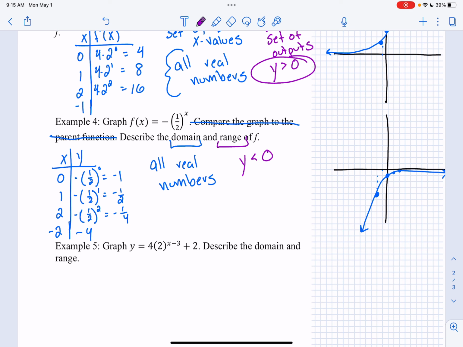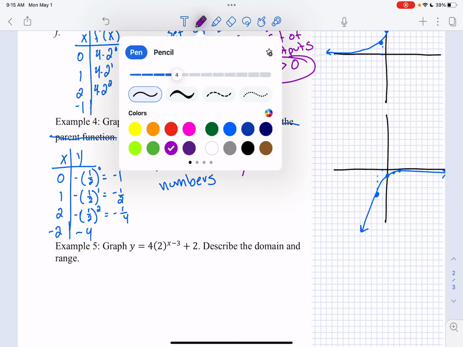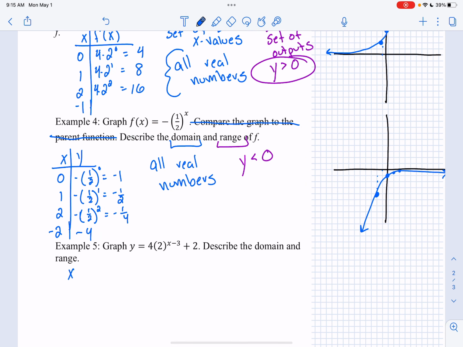All right, one last example for this section. So now we want to graph this one, slightly more involved, but it's still the exact same process. We're going to go ahead and create a table. If I plug in a 0, 4 times 2 to the 0 minus 3 plus 2. All right, well, a calculator might be helpful for that one because I've got 2 to the 0. I've got 2 to the negative 3.